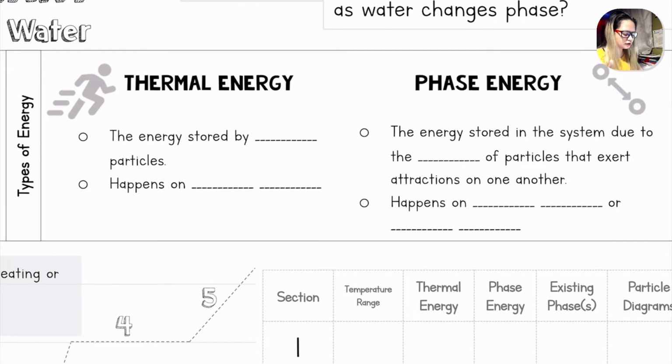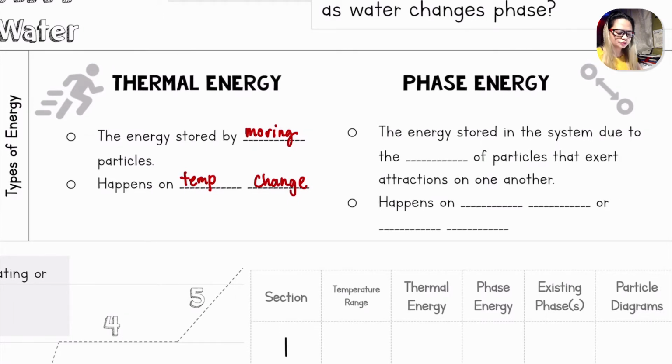One is called thermal energy, and that is the energy that's stored by moving particles. So they have to be moving for that. And again, for things to move faster or slower, the temperature has to be changing. So it happens during temperature change in your heating curve or cooling curve.